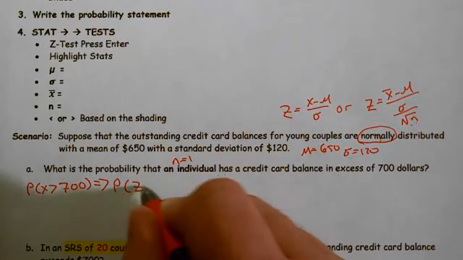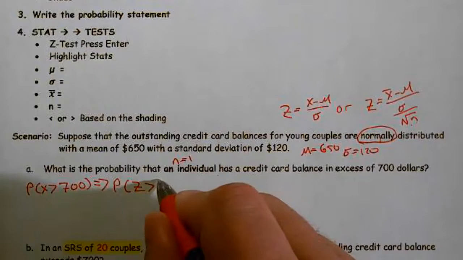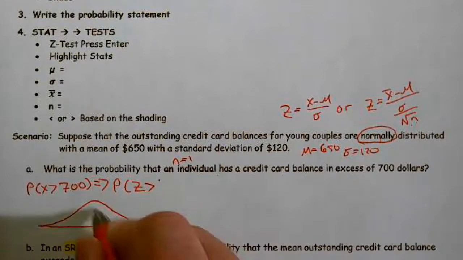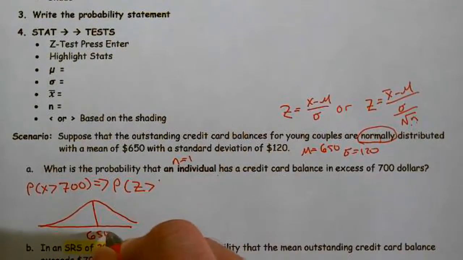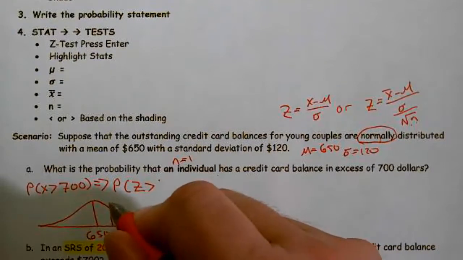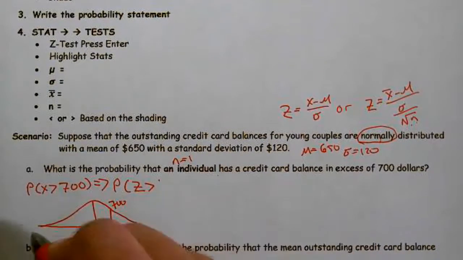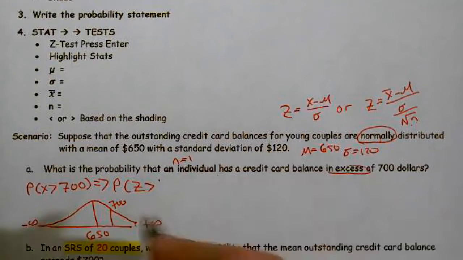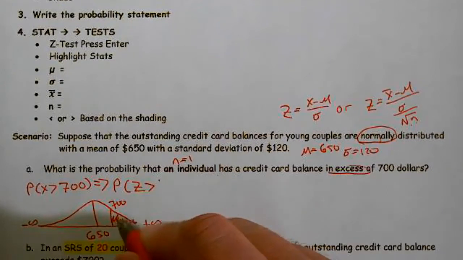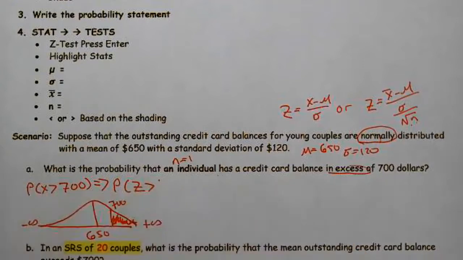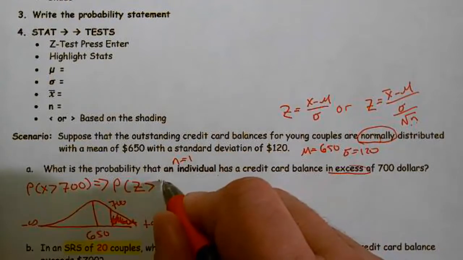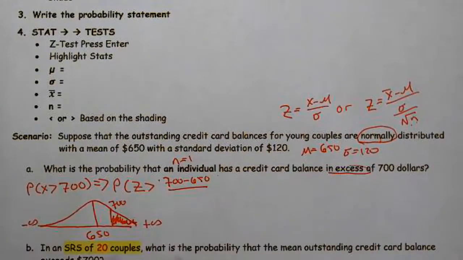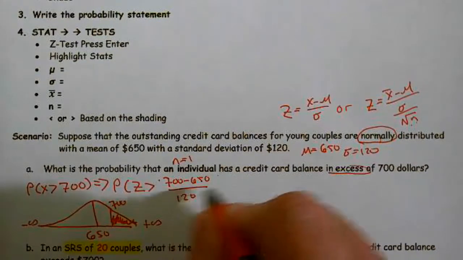Probability that z is greater than, and let's go ahead and draw our picture. Our mean is 650, and 700, and we know that we're shading to positive infinity because excess means greater, so we're looking at greater than 700. So we're shading this way. So we want the probability that z is greater than 700 minus 650 over 120.